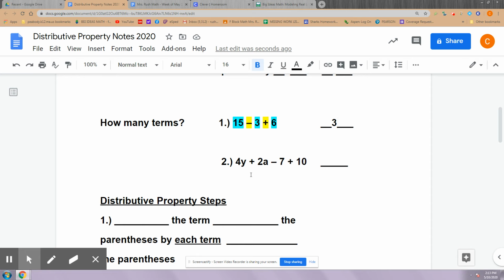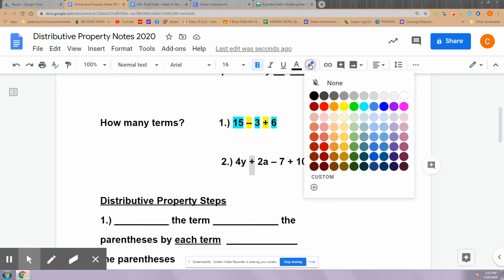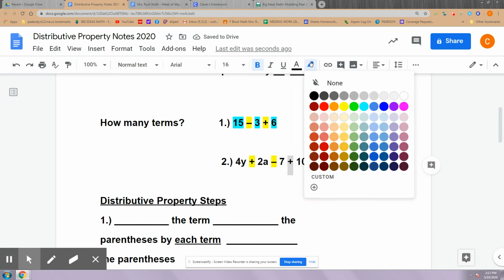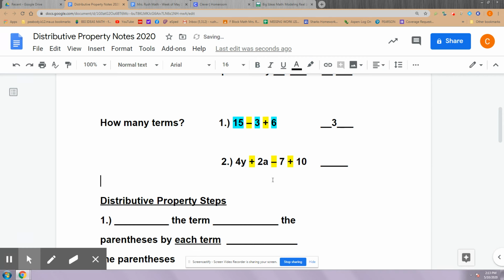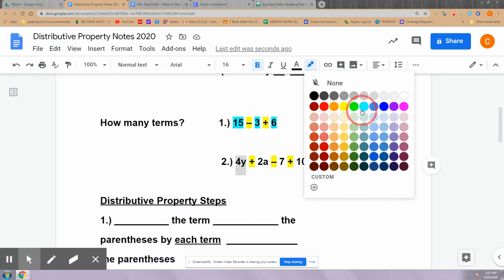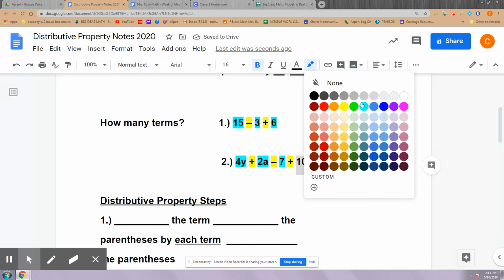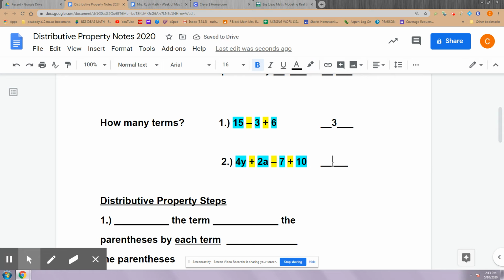Let's try the next one. This one's a little longer, and it does have some of those variables, which are the letters in it. So again, let me highlight my plus and minuses first, because those separate the terms. So I'll do that right now. Highlight any plus and minuses that I see. Now it's easier for me to spot my terms. So there are 4 terms: 4y, 2a, 7, and 10. So there are 4 terms for that expression.